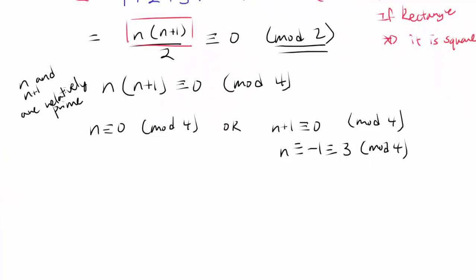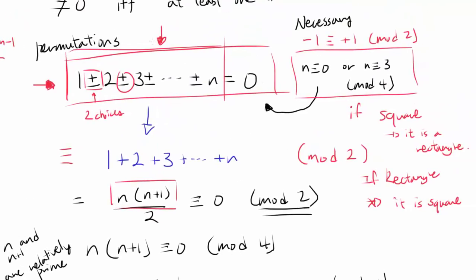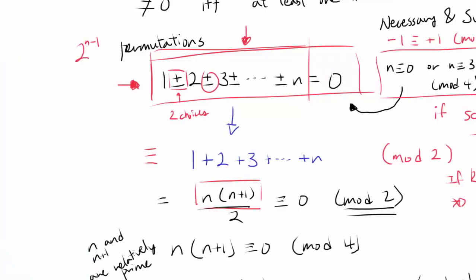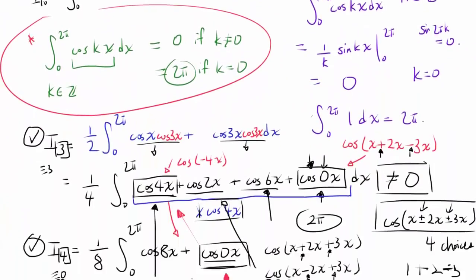So we want to show that when n is congruent to 0 or 3, then this expression becomes 0 for some permutation. We wish to show that this constraint is not only necessary, which we have proven, but also sufficient for one of these permutations to be equal to 0. And doing so is not very hard. We just have to extend what we have for I sub 3 and I sub 4.